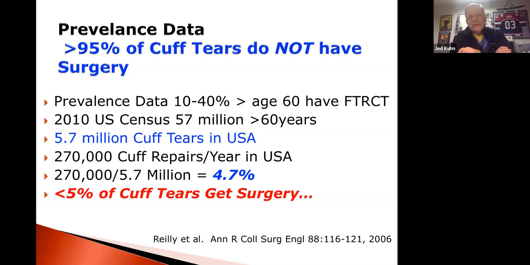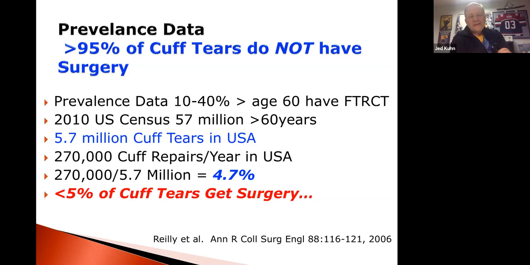In 2010, the US Census showed 57 million people over 60 years of age. If you use a conservative estimate of 10% of those people having cuff tears, that's 5.7 million cuff tears in the United States. That is a huge number. What that number means is if every single orthopedic surgeon in the United States did nothing but fix rotator cuff tears, it would take about 4 years to get through all of those patients.